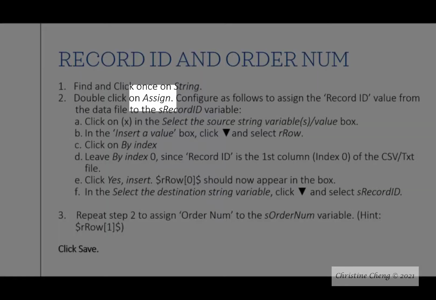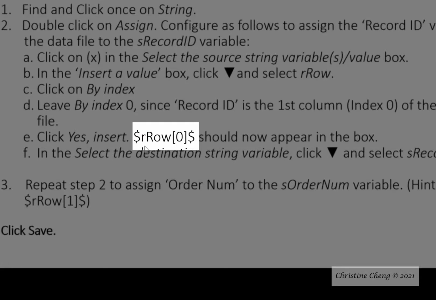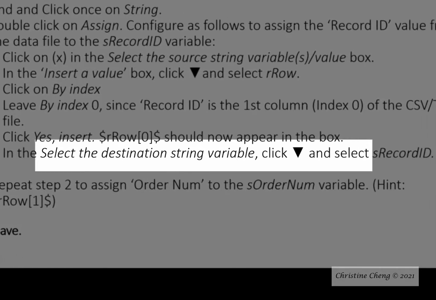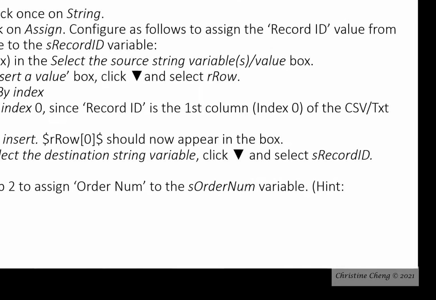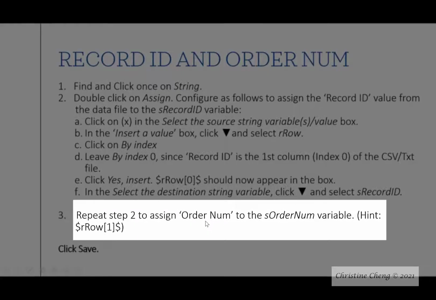To assign string data to a string variable, we will follow these steps. We will be using the assign command under the string menu. We have to tell the bot where the raw data is, so we will specify the data by row and by index. We see this combination here. The $ signs tell the bot to update the row variable position 0 for the current row. Then we have to tell the bot where to assign the data, in this case to our record ID variable we created in step 2. Finally, we're going to repeat these steps to assign the data from position 1 to the order_num variable.